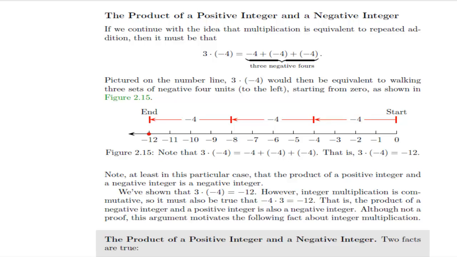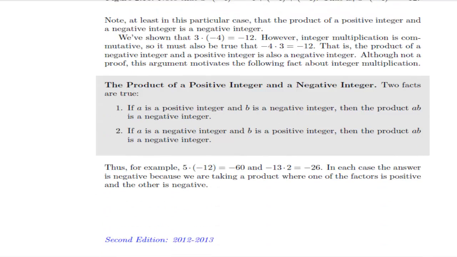However, integer multiplication is commutative, so it must also be true that negative 4 times 3 equals negative 12. That is, the product of a negative integer and a positive integer is also a negative integer. Although not a proof, this argument motivates the following fact about integer multiplication.